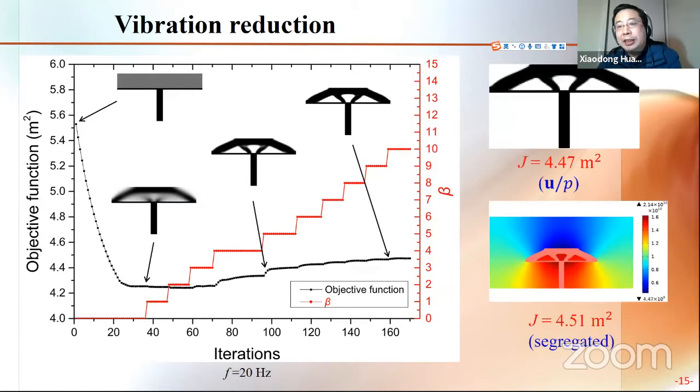The optimized J value for the UP formulation is 4.47. The smooth design using the segregated formulation is 4.51. These two values are very close.